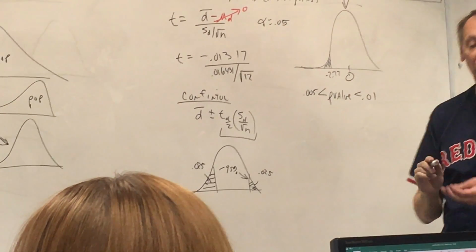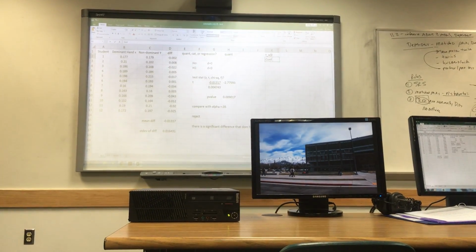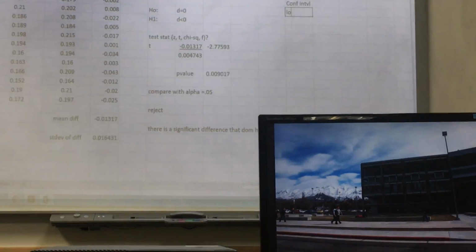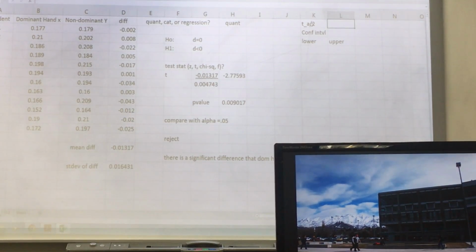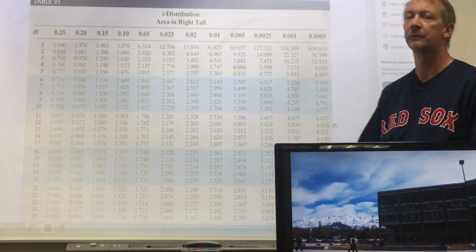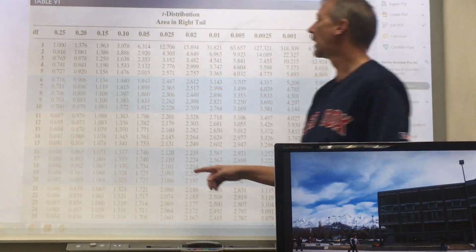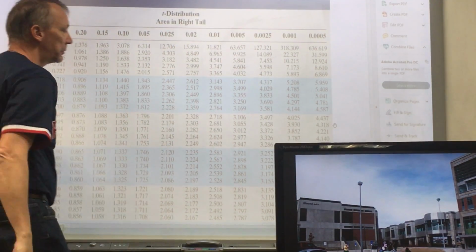Okay? So let's do this. We're going to do a confidence interval, but these could disagree. Let's see if they do disagree. Okay, so my confidence interval. In order to do my confidence interval, I'm going to find a t sub alpha over 2. I got my lower, got my upper. How do I find my t sub alpha over 2? 0.025, 11 degrees of freedom. That gives me 2.201.